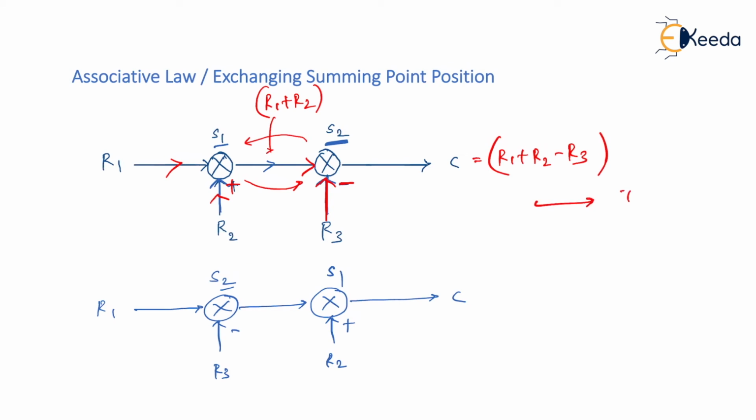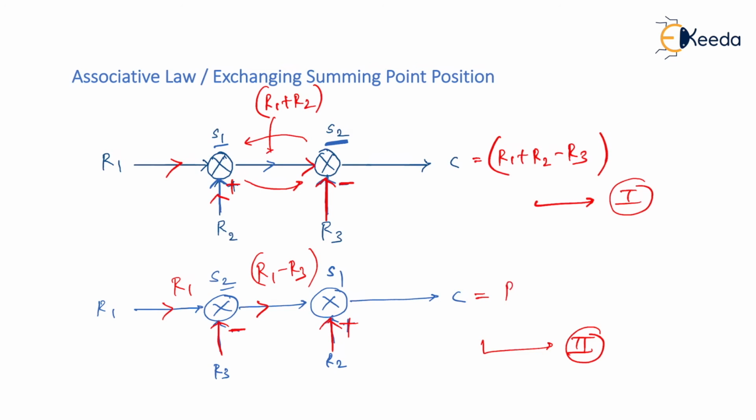So this is happening in case number 1. Now we will see what happens in case number 2. First input is R1. The other input is R3 with negative sign. Therefore, output of this summing point is R1 minus R3. So R1 minus R3 acts as input for summing point S1 with the other input as R2 with positive sign. I would say C is equal to R1 minus R3 plus R2. If you refer 1 and 2, they are exactly same. Come on, 5 plus 2 minus 3. Can I say it is equal to 5 minus 3 plus 2? It is one and the same thing, right?